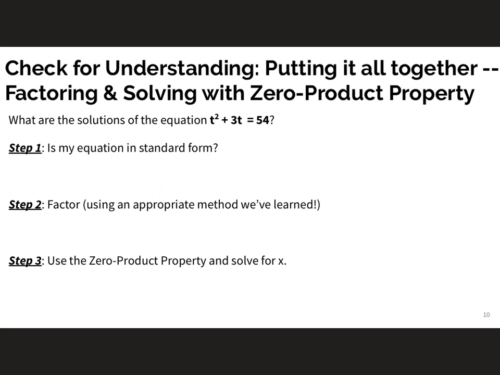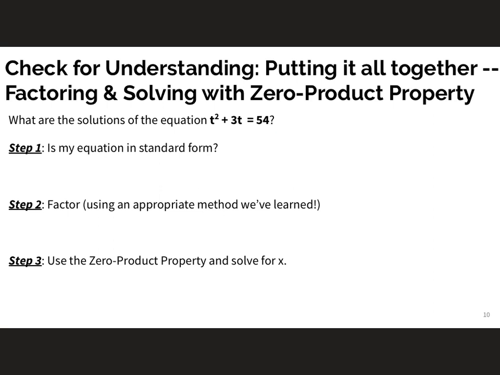All right, you ready to look over your answer? Let's try it together. So when I first look at my equation, t squared plus 3t equals 54, it looks like my square term is first and my t term is second, right? The only thing is that my equation doesn't equal 0, and that's going to cause me some troubles.